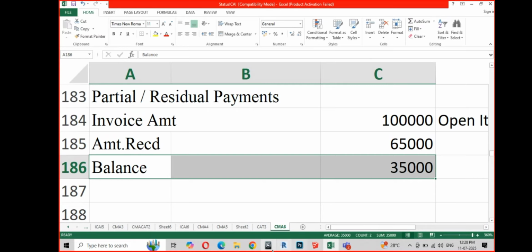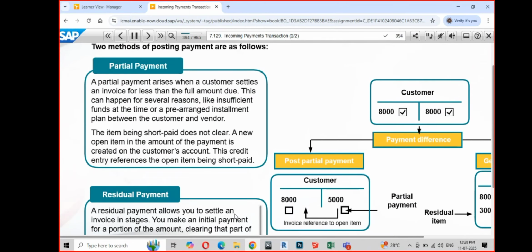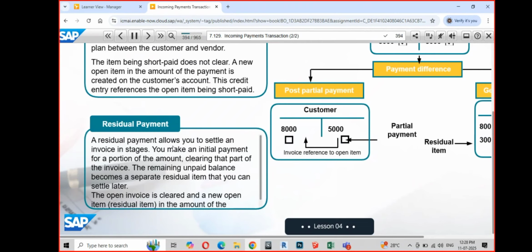If it is not clear, let us read and let us see if it can help. A residual payment allows you to settle an invoice in stages, in blocks, in installments. You make an initial payment of 65,000 rupees, clearing that part of the invoice. So 65,000 is clear. The remaining unpaid balance becomes a separate item.